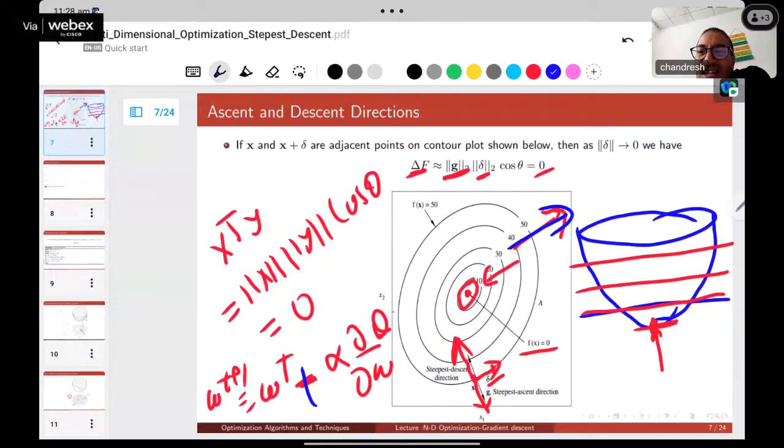And this also shows why the gradient is always perpendicular to the level curve or contour line. Okay. So if from today somebody asks you why the gradient is always perpendicular to the contour line, show them this picture and this equation.